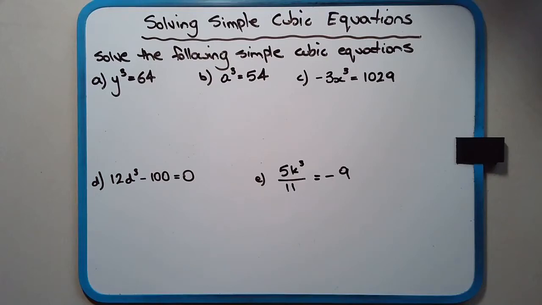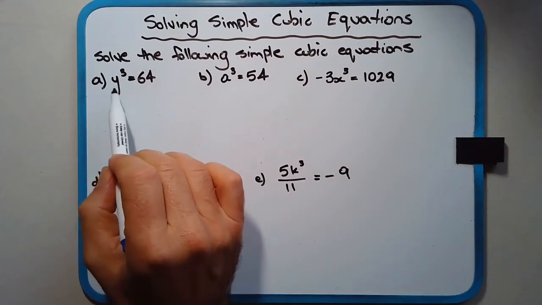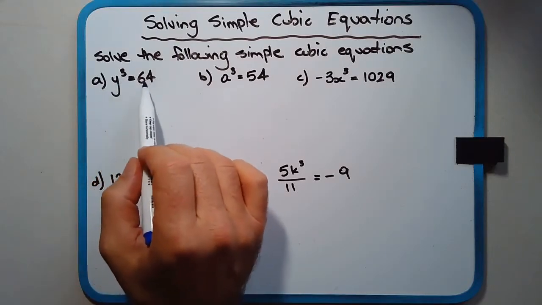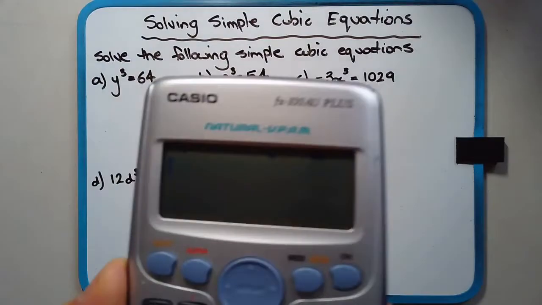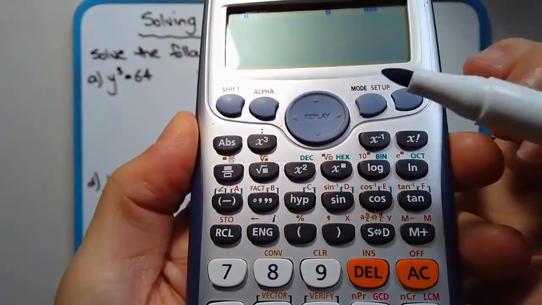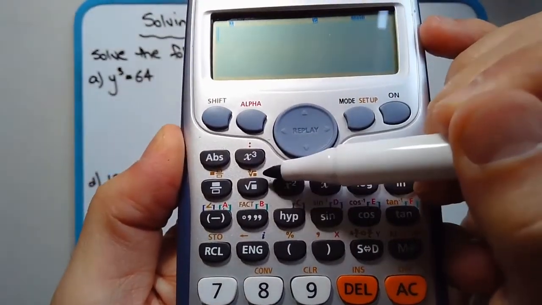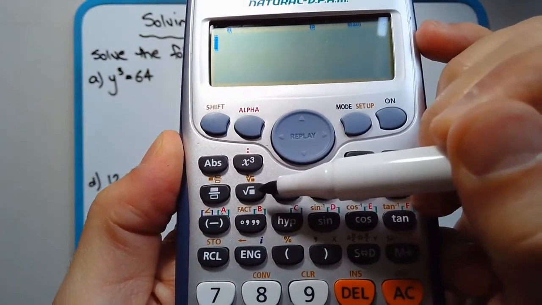We're going to look at solving some simple cubic equations, and these are equations of the form some variable cubed is equal to some constant. And for a good number of these, we're going to need to use the cube root function, which is just above the square root key.